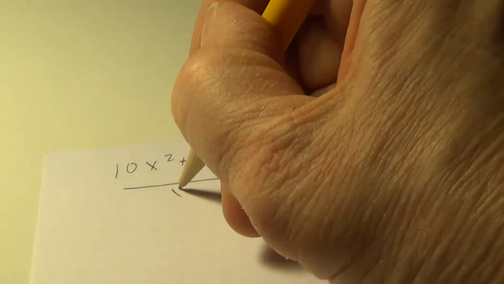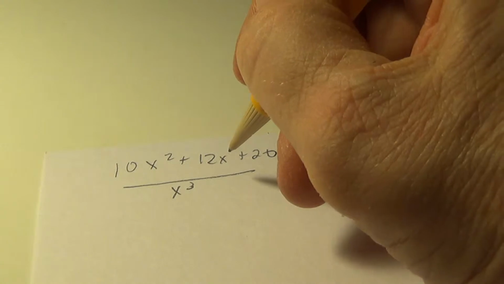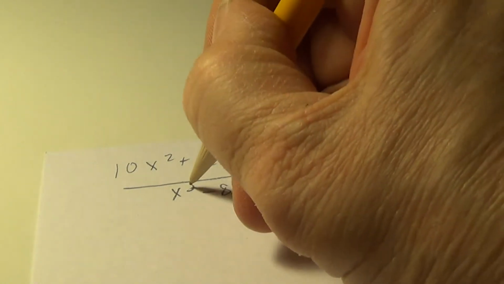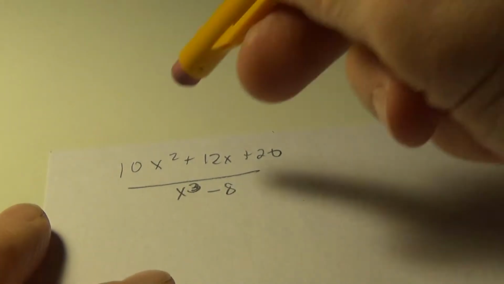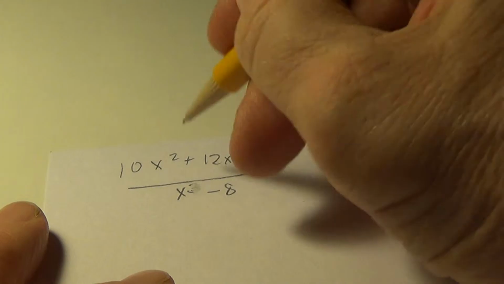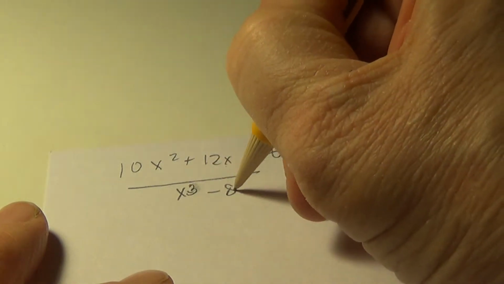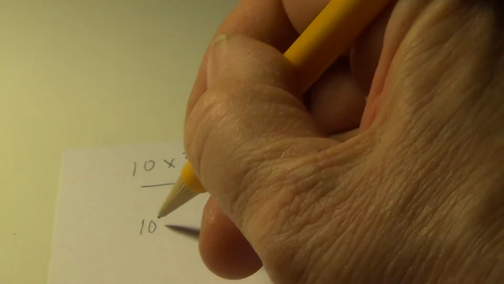x cubed minus 8. Now I picked that one because an x cubed minus 8 should be something that you recognize as factorable, because this is a cube and 8 is 2 cubed, so it's a difference of two cubes. And that factors like this.